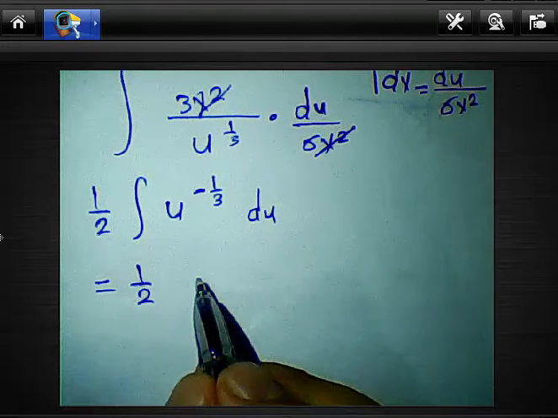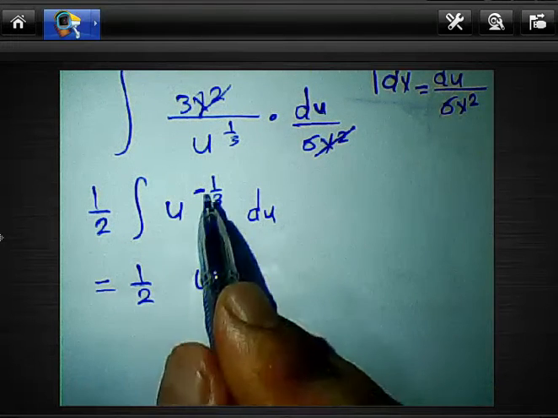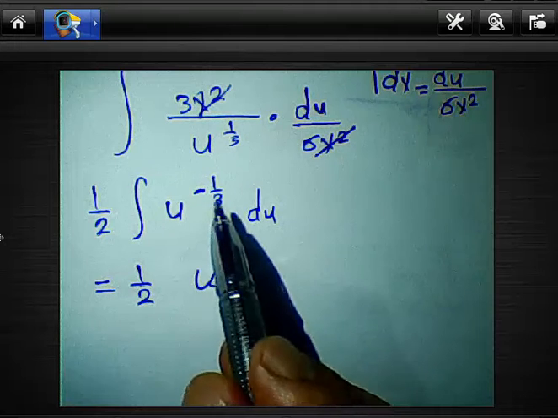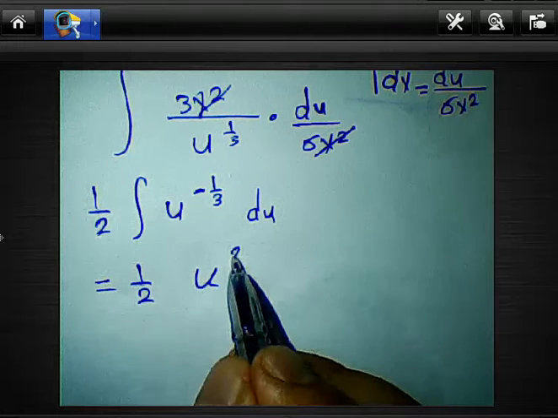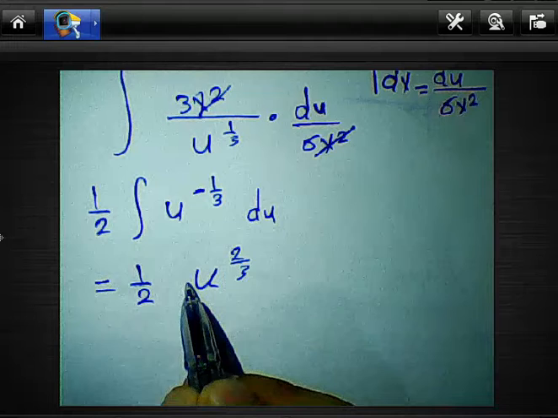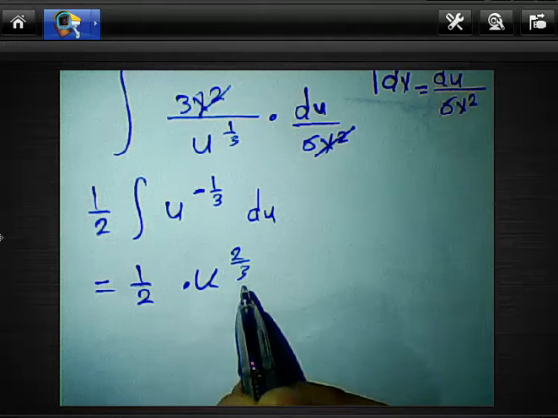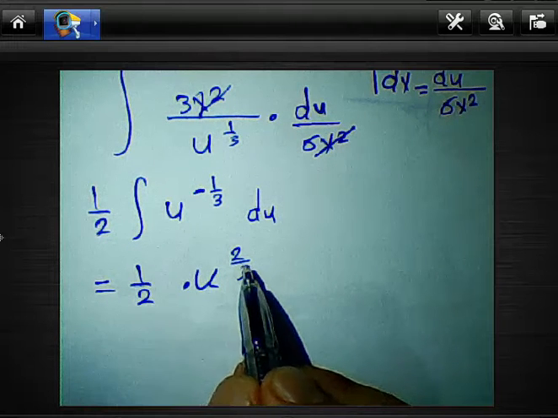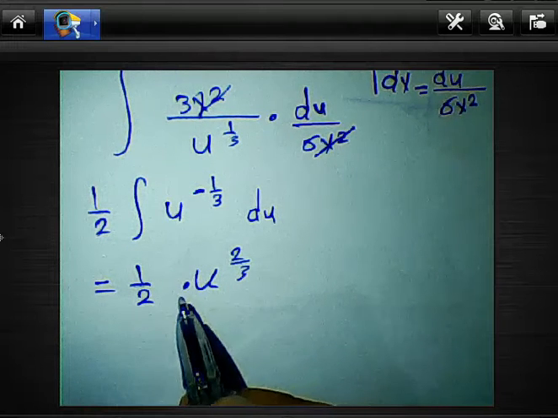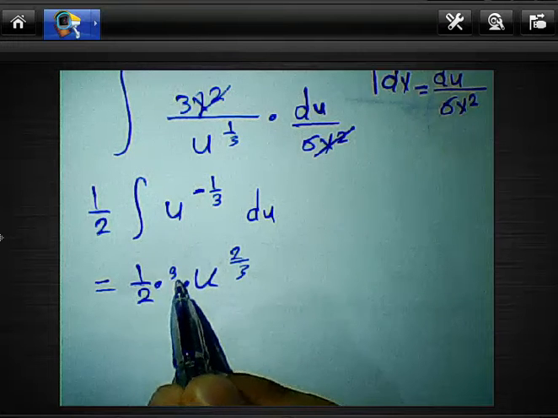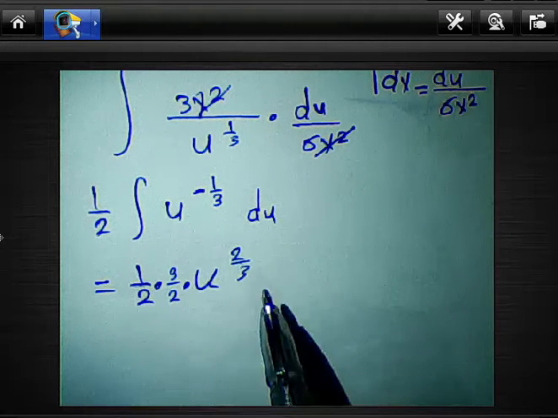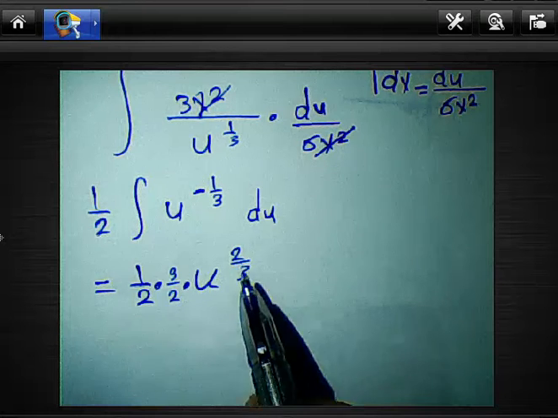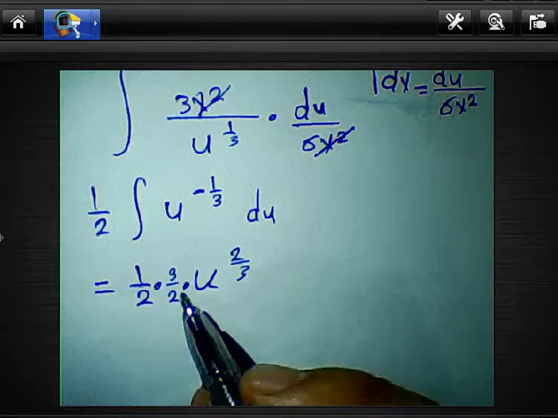Half multiply u^(-1/3). We can add 1 to this power: 1 plus negative 1/3, the result will be 2/3, and we can multiply by the inverse of this power, the result will be 3/2. Again we can add 1 to this power and divide by the new power, divided by 2/3, the result will be 3/2.